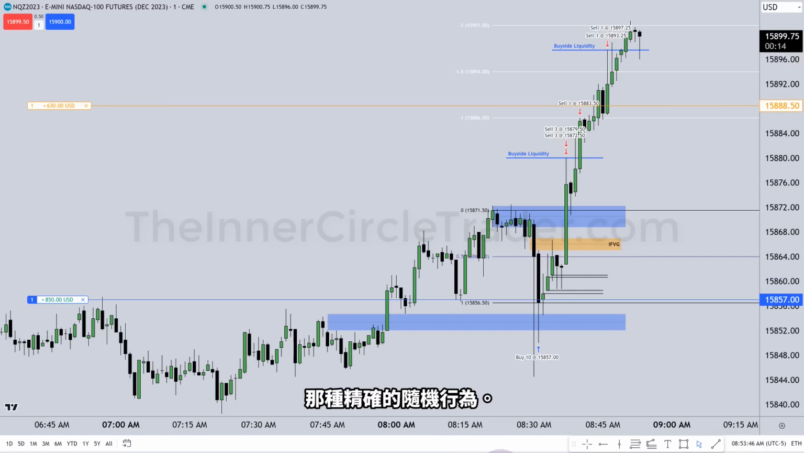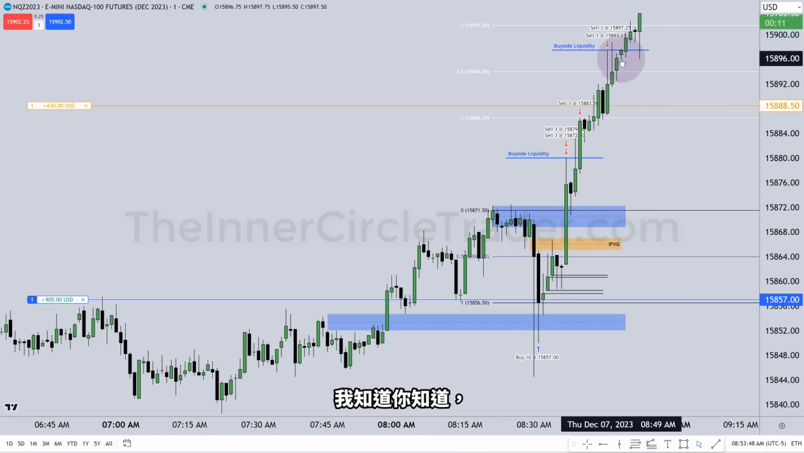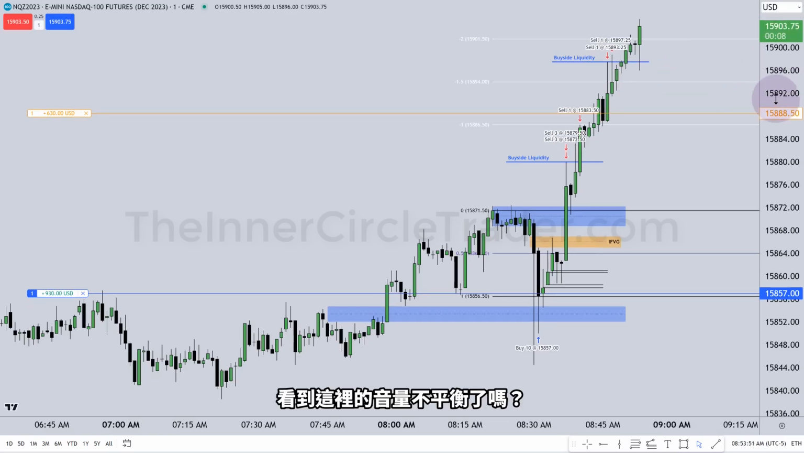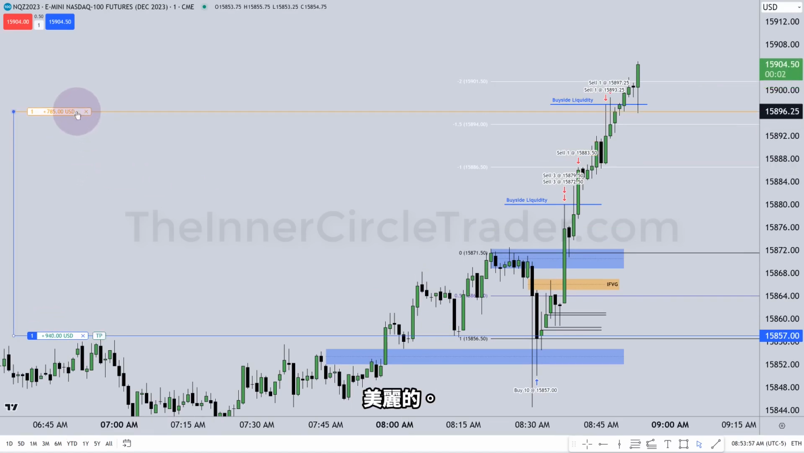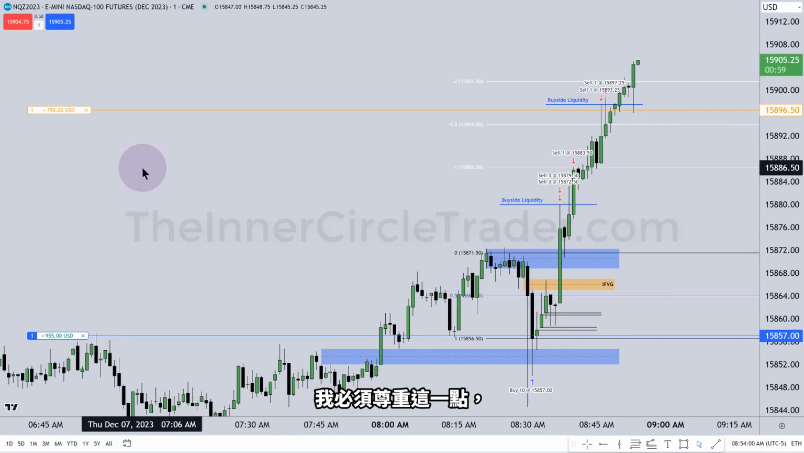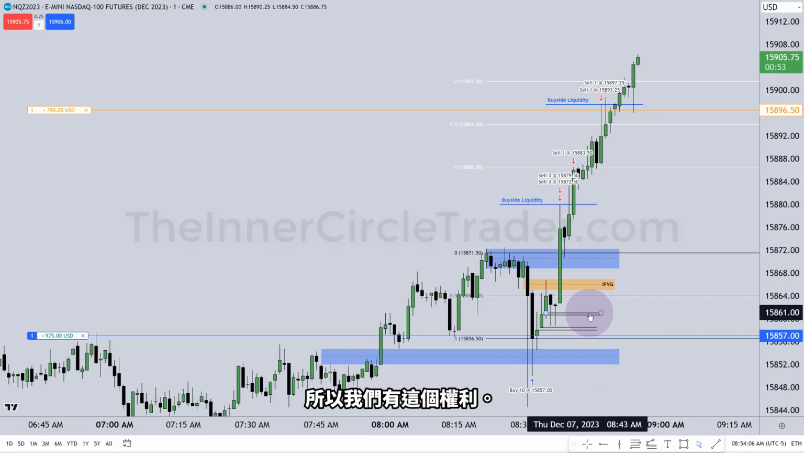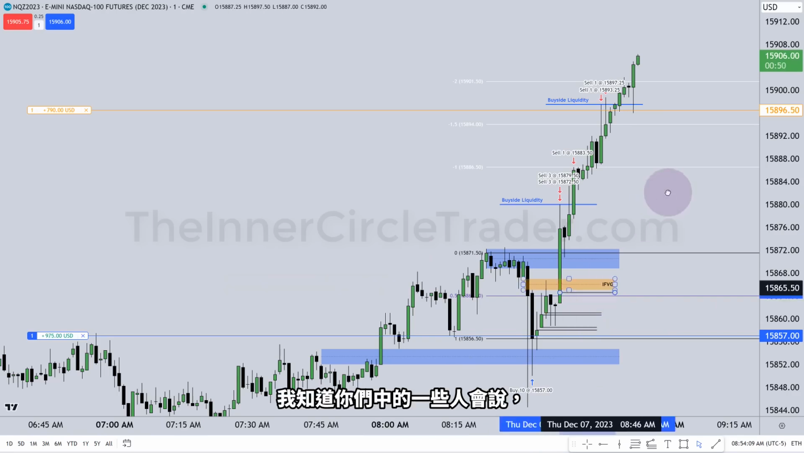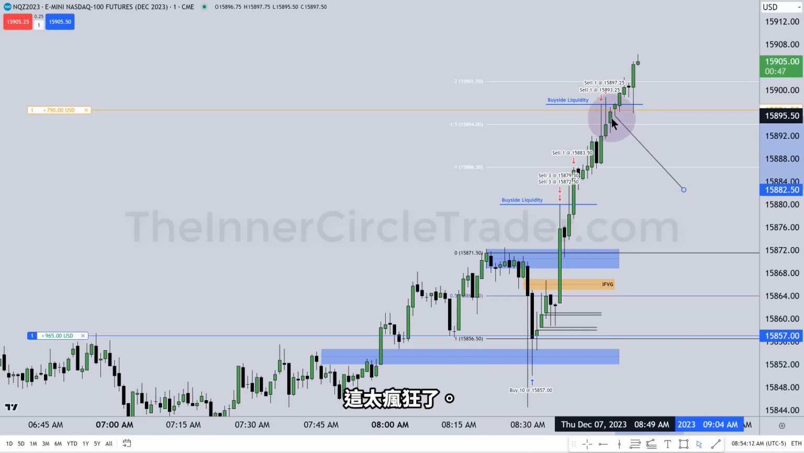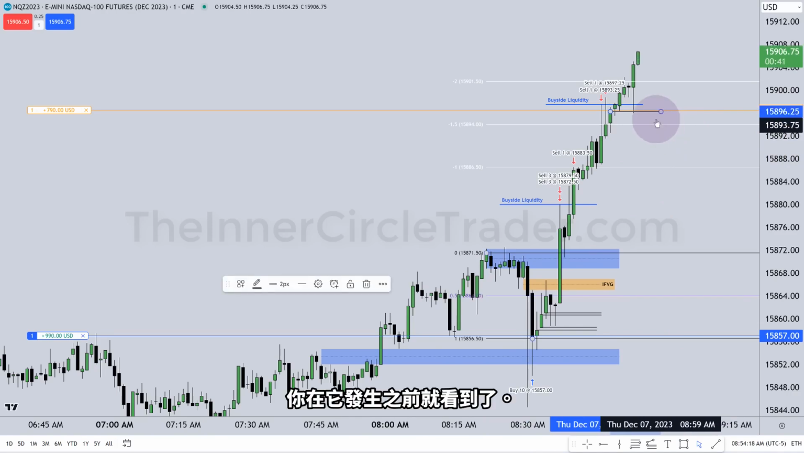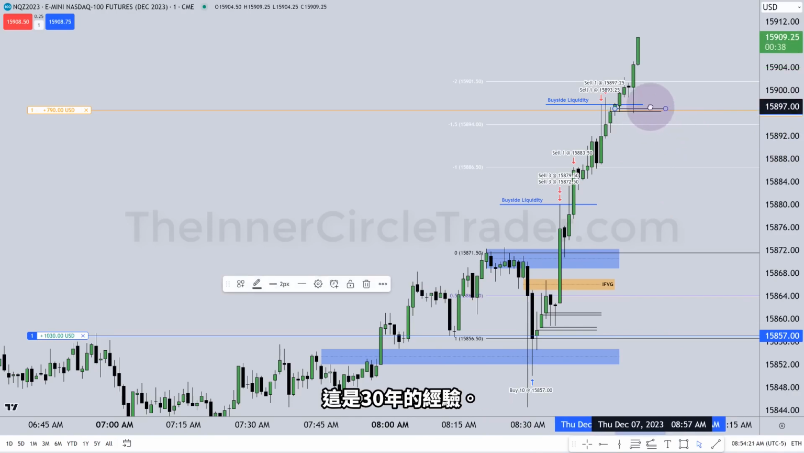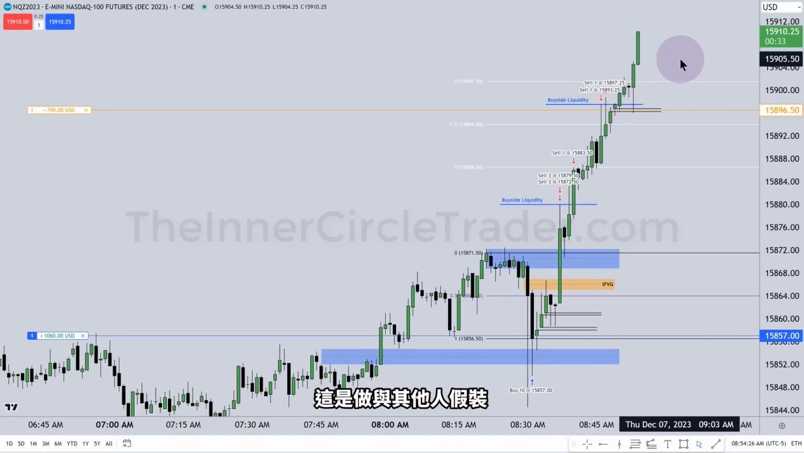But listen, see that volume imbalance right here? Look at that reaction off of that. Beautiful. See that? Beautiful. I have to respect that and get up in that volume imbalance with my stop. Beautiful. So we have this right there. And I know some of you are like, man, this is crazy. You can see this real time and you see it before it happens. That's 30 years experience. In the beginning, I didn't have that. It's a byproduct of doing the opposite of what everybody else pretends they know.